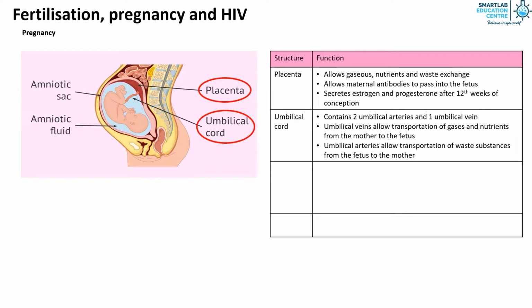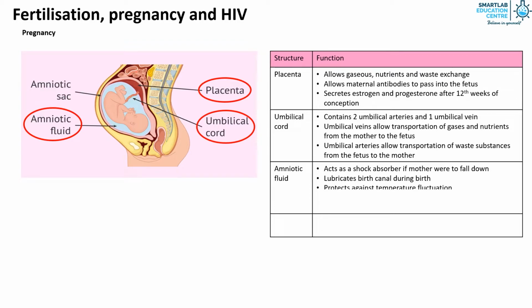We also have the amniotic fluid. The amniotic fluid acts as a shock absorber if the mother were to fall down. It lubricates the birth canal during birth and protects against temperature fluctuations. It allows even compression or pressure throughout the fetus and allows the fetus some restricted movement.